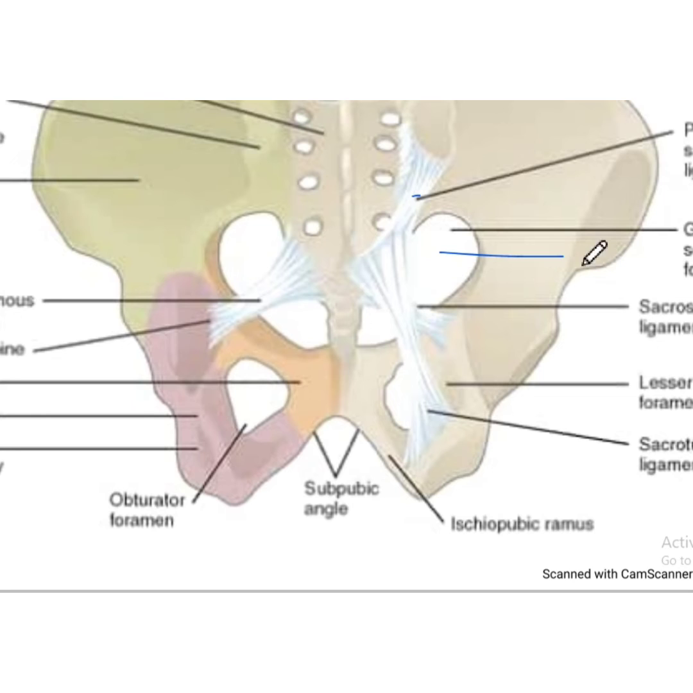Here you can see this one is the greater sciatic notch, and this one is the lesser sciatic notch, and both of these notches are actually converted into foramina, the greater sciatic foramen and the lesser sciatic foramen, by this sacrotuberous ligament and this sacrospinous ligament.